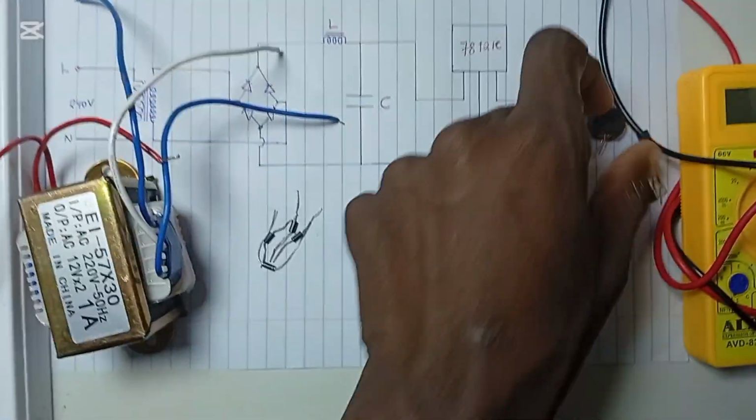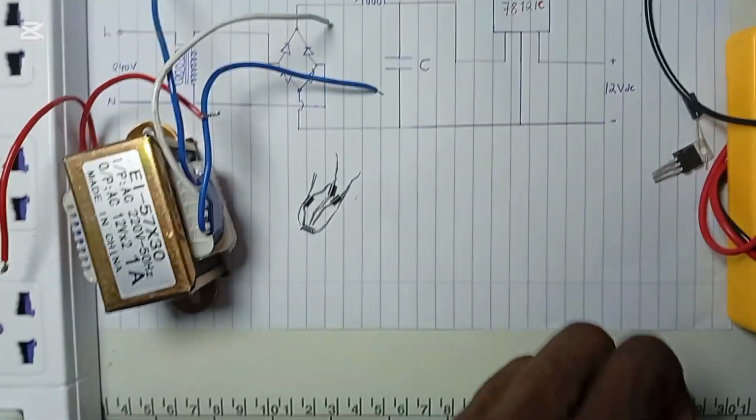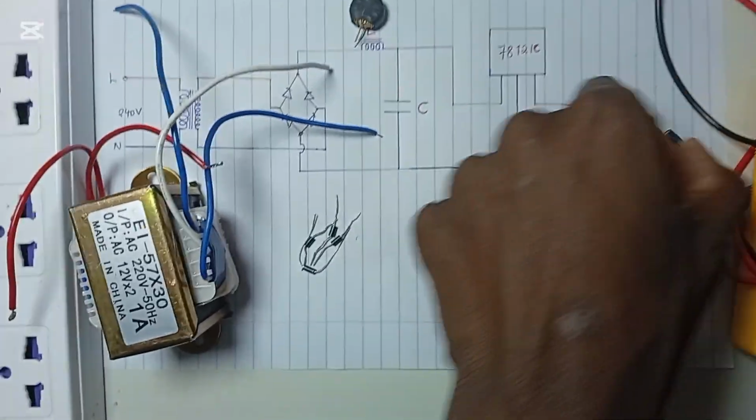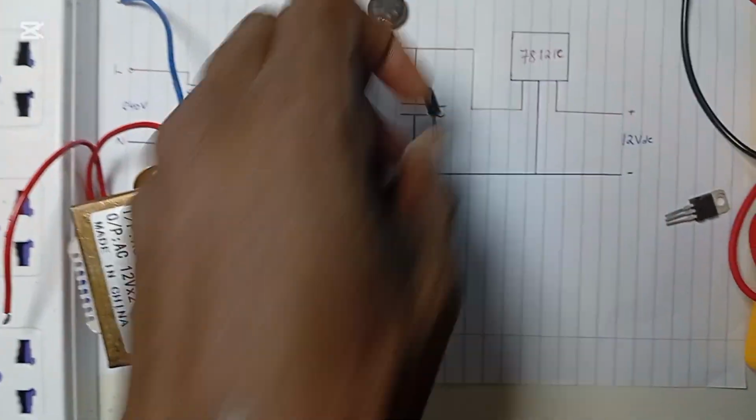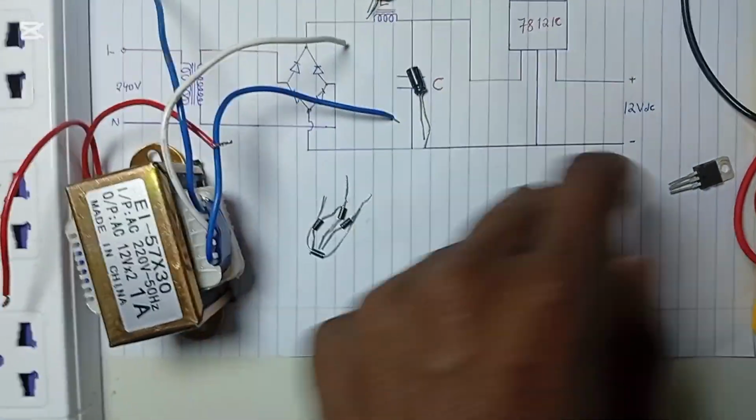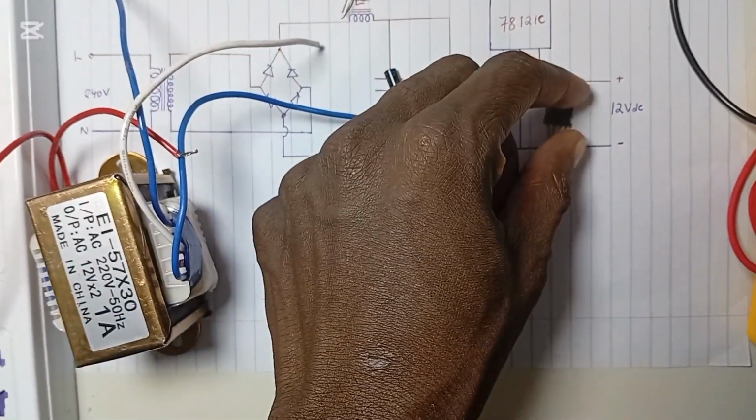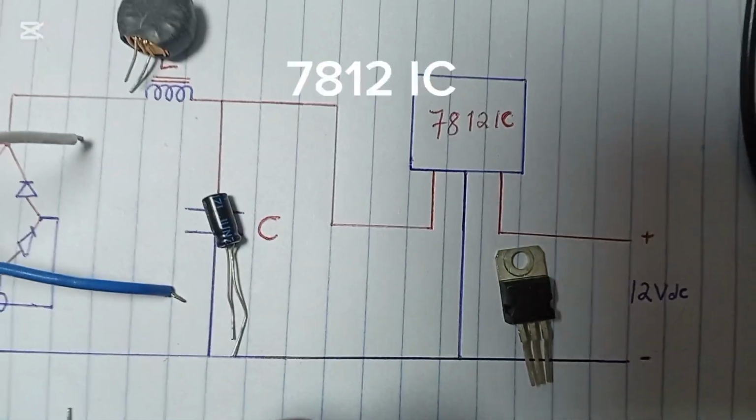Then after that we have an inductor. Then after the inductor we'll have a capacitor. After the capacitor we'll have a voltage regulator, IC 7812.